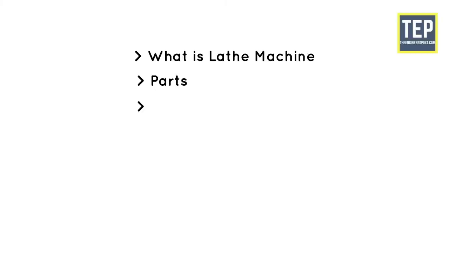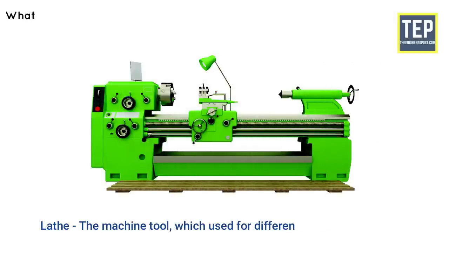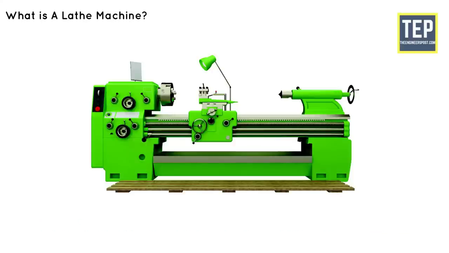In this video you'll learn what is a lathe machine, parts, types, operations, accessories, and attachments of lathe machines. The lathe is defined as the machine tool which is used for different machining operations. A lathe is a machine that holds the workpiece on a chuck and the tool on a tool post.